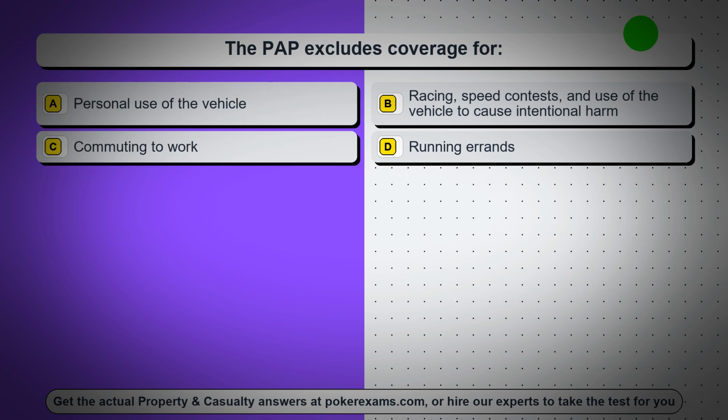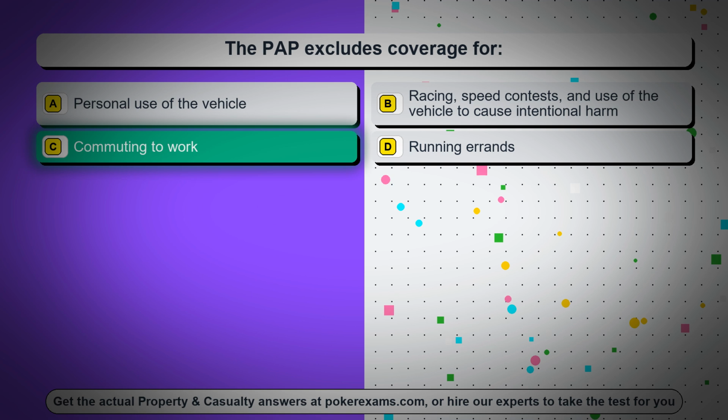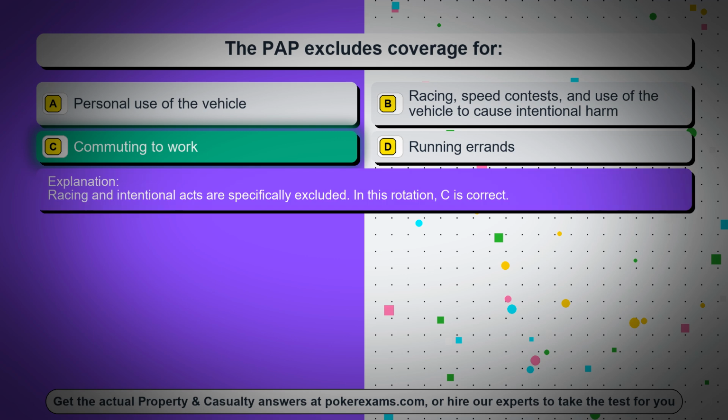Question 96. The PAP excludes coverage for option A, personal use of the vehicle. Option B, racing, speed contests, and use of the vehicle to cause intentional harm. Option C, commuting to work. Option D, running errands. The correct answer is option C. Commuting to work. Racing and intentional acts are specifically excluded. In this rotation, C is correct.